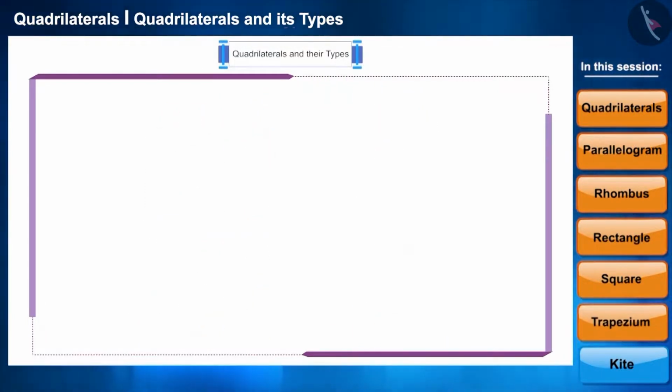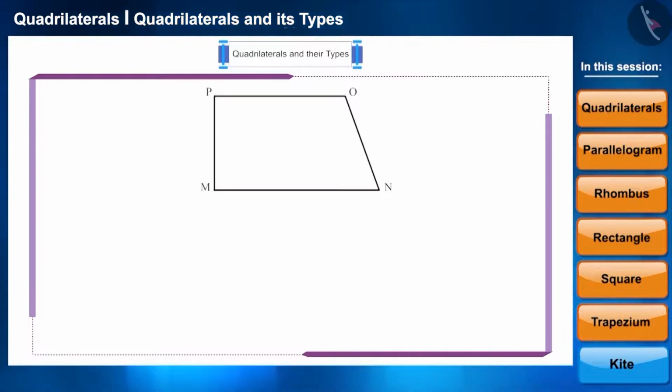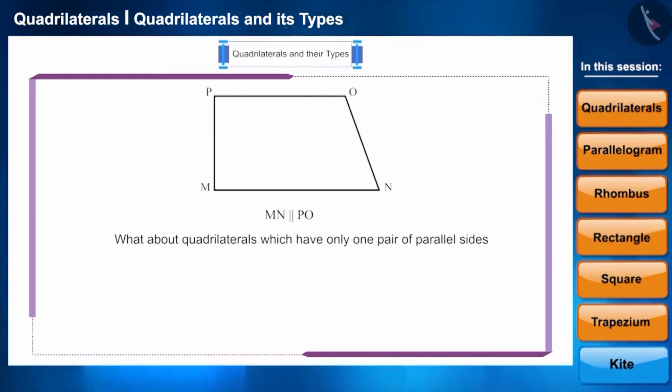But what about quadrilaterals which have only one pair of parallel sides? What do we call these types of quadrilaterals? You may pause the video to think about an answer. Friends, such quadrilaterals are called trapezium.